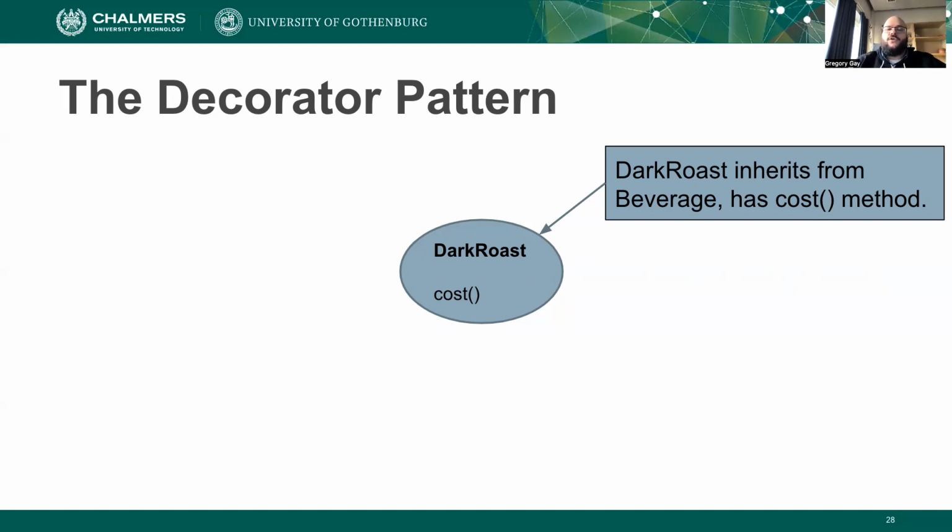If the customer wants a dark roast with mocha and whipped cream, here's what we want to do. We start with our dark roast object. Now we're going to keep some level of inheritance in here. All of our base drinks will inherit from a class called beverage. So we can take advantage of polymorphism to maintain loose coupling. Our dark roast, our espresso, our house blend, those are all beverages. They inherit from the same parent.